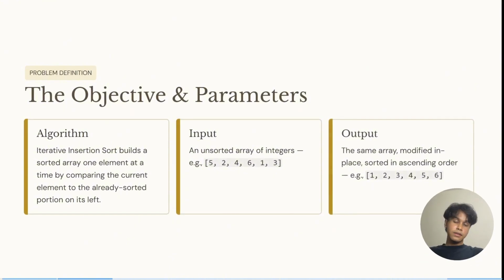To begin, let's define the algorithm and its parameters. Insertion sort is an iterative algorithm that builds a sorted array one element at a time. It works by taking an unsorted item and inserting it into the correct position within an already sorted portion of an array. The input requires unsorted integers, and the output is the exact same array, modified in place and sorted in ascending order.